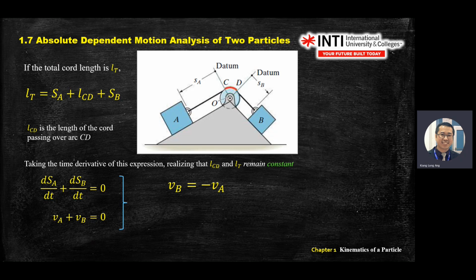You'll get VB equal to negative VA. What does it mean? What is meant by negative? Different direction. So when A moves down, B moves up, or when B moves down, A will move up. Again, why negative? Where is the positive? You refer to the datum. The negative or positive sign, you refer to the datum.